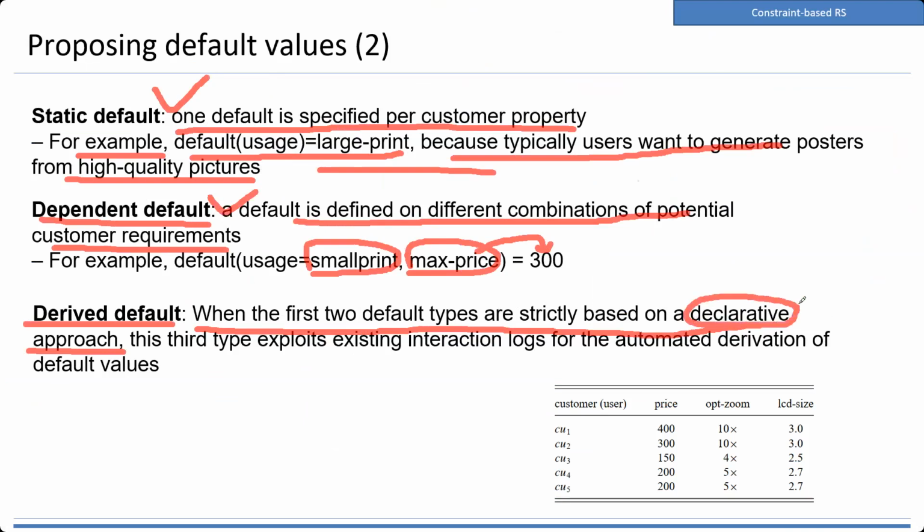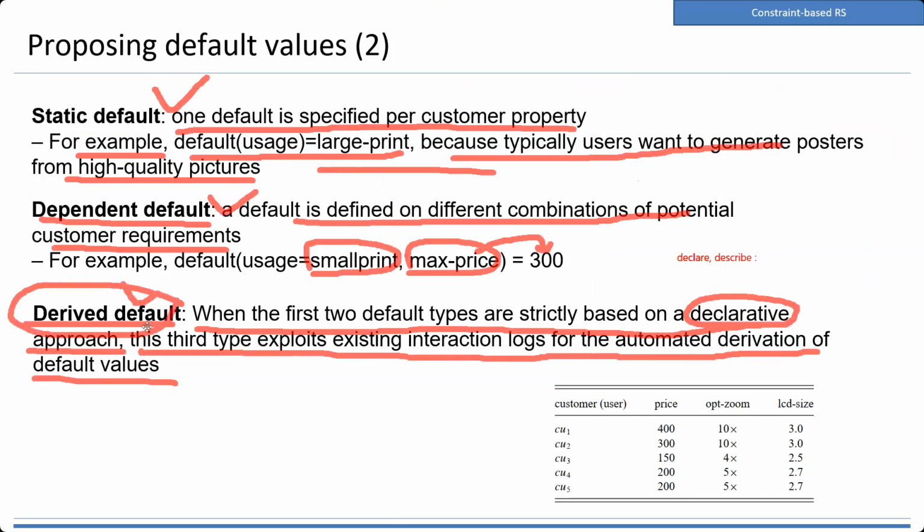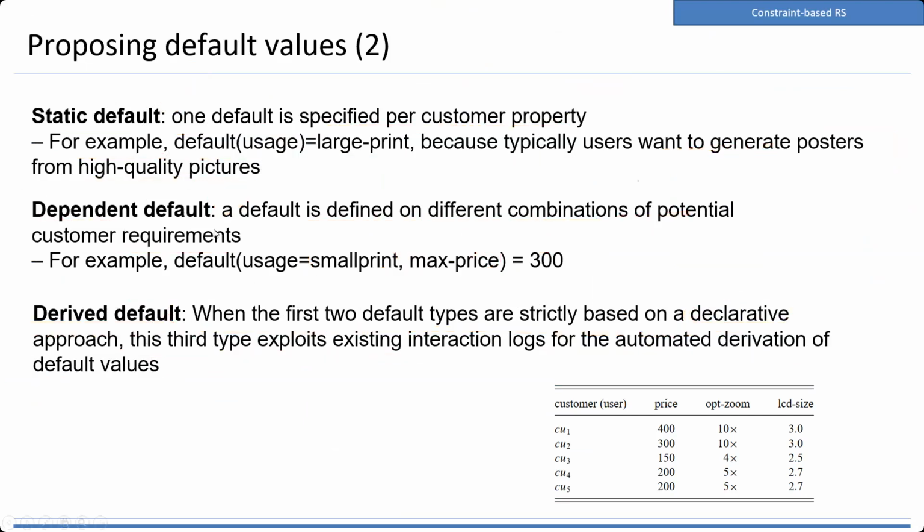So do you know declarative? Yeah, we need to declare, we need to describe. I want to use the camera for small print. That is the description, because that is the declarative approach. So these two, static and dependent, are based on the declarative, but the derived default exploits existing interaction blocks for the automated derivation of default values. So we don't have any default, but after we do the dialogue, after we do the interaction, we can make the default. That's what the derived default is.